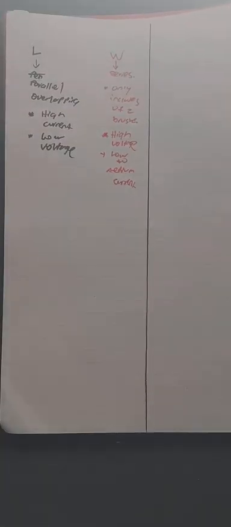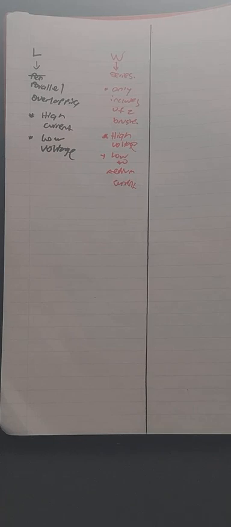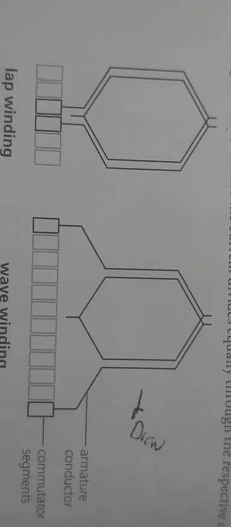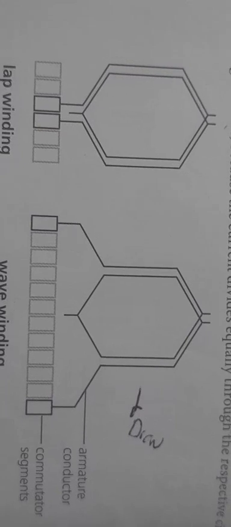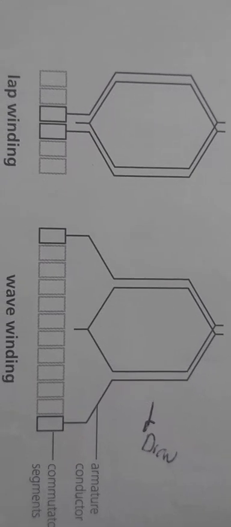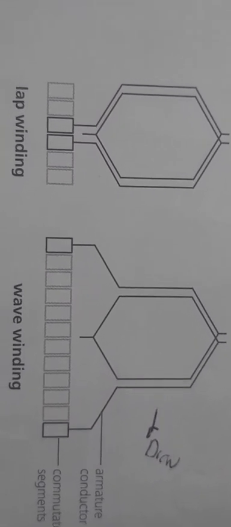Those are the differences. For lap, it is parallel. For wave, it is in series. Lap has high current and low voltage, and wave has high voltage and low to medium current, guys. And now I want to show you the drawings, because the drawings are very important. Here are the drawings, guys. The lap winding and the wave winding. Know how to draw this. It's very important for the exams.